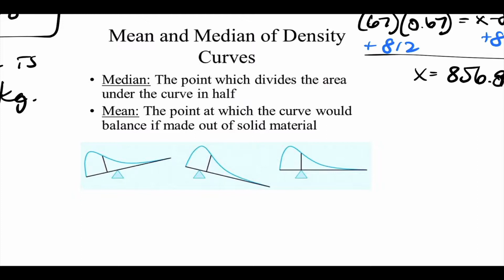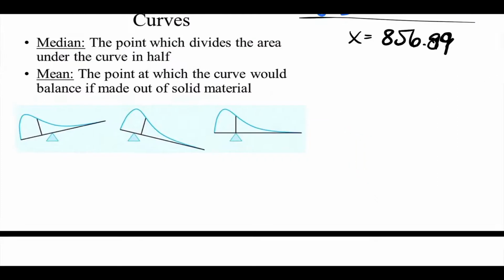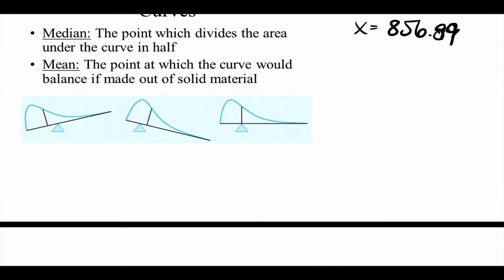Where is the mean? The mean is the balancing point, like a teeter-totter. You've seen teeter-totters before. One kid sits over here, the other kid sits over here, and then they push off, and one goes up, one goes down.